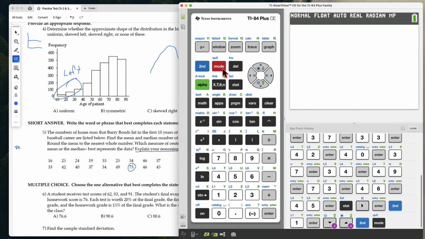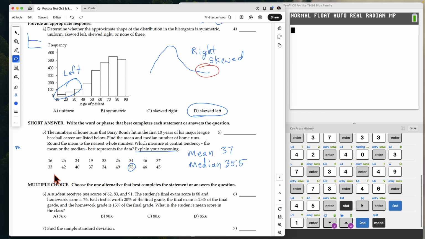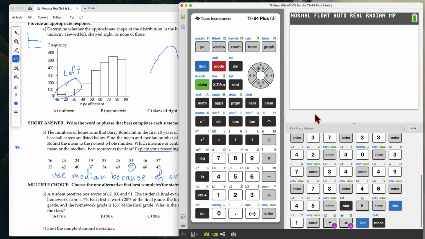And again, a sufficient answer would be: use median because of outlier. And when you mention an outlier, it's good to mention which data value you're talking about. I'd accept that.